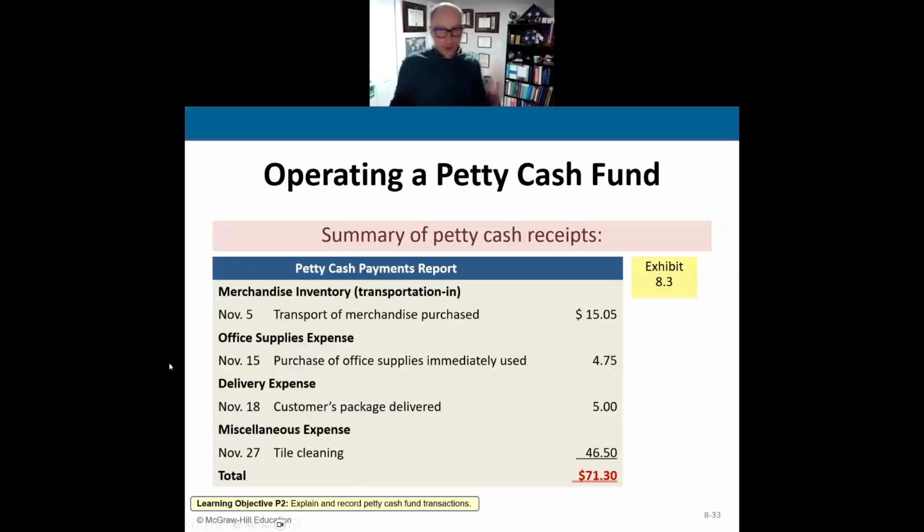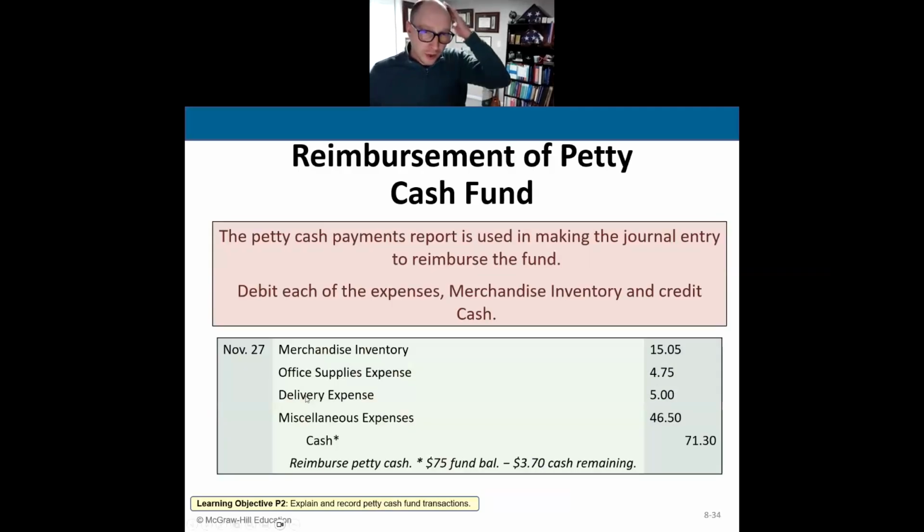And of course, we operate the petty cash fund accordingly. We pay for small things, right? Every day, every couple of days, a little bit of cash here, cash there. So here we have an example of November transactions. I had 4 transactions. I ended up using $71.30 of my petty cash fund. So at the end of each month, I need to reconcile that. And the way I do that is I make an adjusting journal entry in my accounting system, and I debit each expense and I credit cash to show the use of that petty cash fund, right?